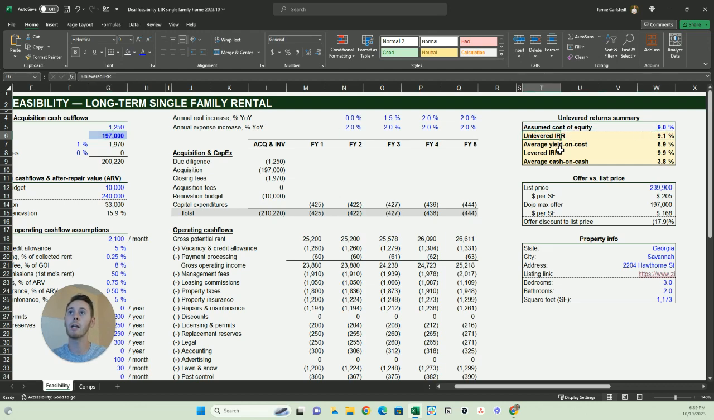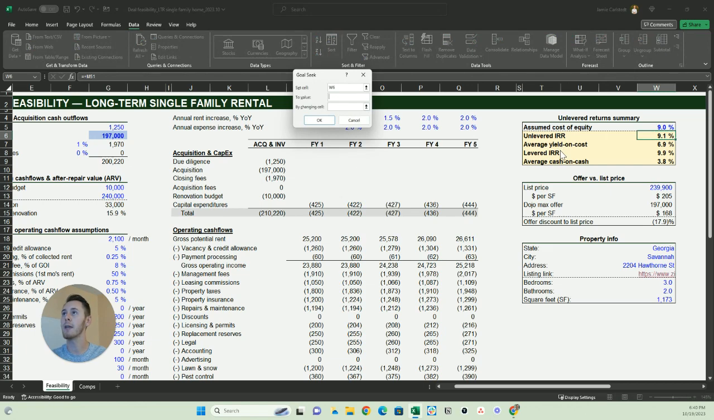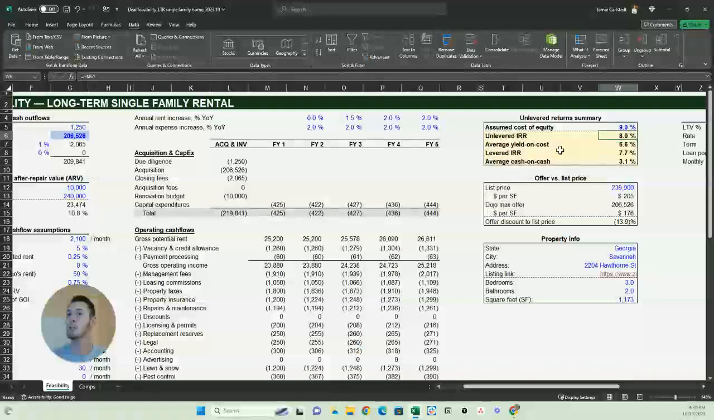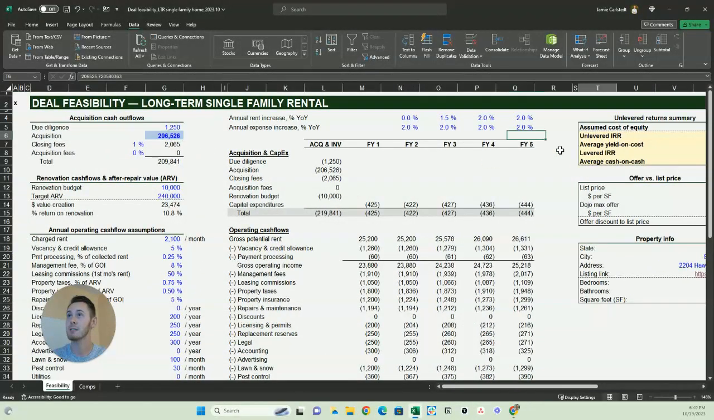Now, let's say that our unlevered IRR, we were okay with an 8% return there. So we would set that to 0.08 by changing the purchase price here. Okay, $206,000. That's the maximum.